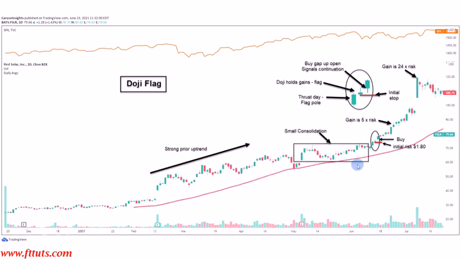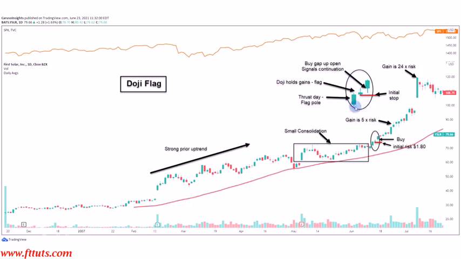So if we take a look at First Solar, which was a big winner back in 2007, and again recently in 2020, we can see we had a strong prior uptrend, we had a small consolidation sideways, and as we broke out of that consolidation, we had a first initial thrust day here, a large upward candle. Then we had a doji, which is a day where the opening and close are relatively close, usually within 25% of the day's range. Candle patterns are widely discussed online, so there are many easy ways to find detailed information about the basics of candles.